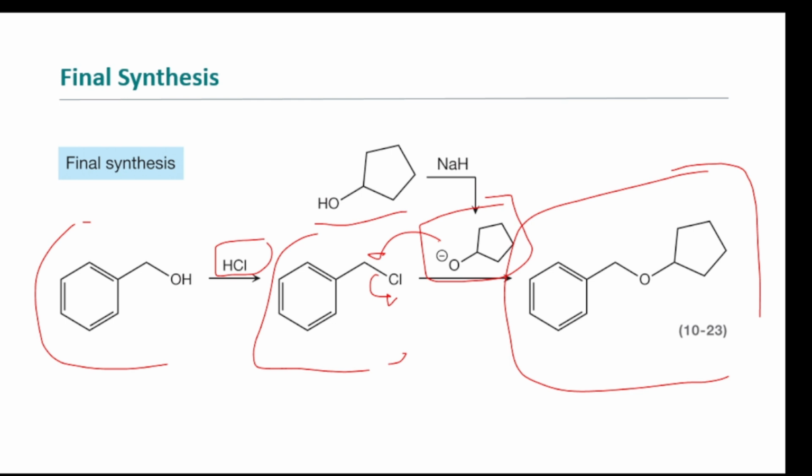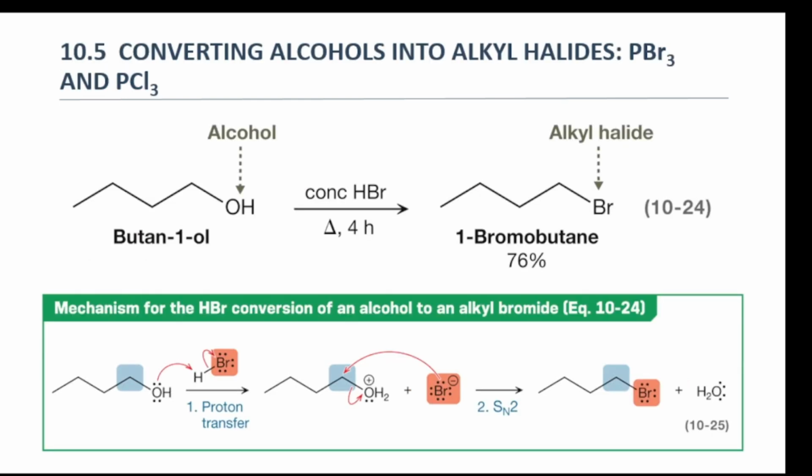Anybody get lost in it? No? Okay, fantastic. Okay, so how can we convert alcohols into alkyl halides? Well, PBr3 and PCl3 both work very nicely. Okay, and so this is one method of converting into a bromide or chloride. This would be concentrated HBr under heat for 4 hours. Everybody read those instructions okay? Fantastic. Remember, this is going to be this mechanism down here.